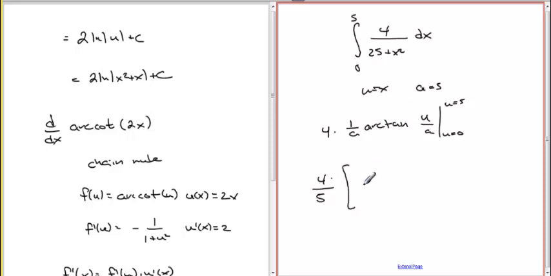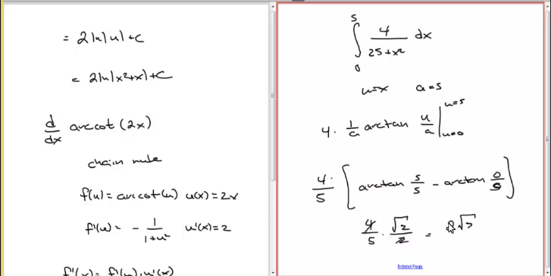And then you would have the arc tangent of 5 over 5 minus the arc tangent of 0 over 5. And the arctangent of 0 is 0, and the arctangent of 1 is pi over 4. I guess you can just plug into your calculator. I don't expect you to remember that, and then you could simplify that. So it'd be 2 square root of 2 over 5 would be the answer.